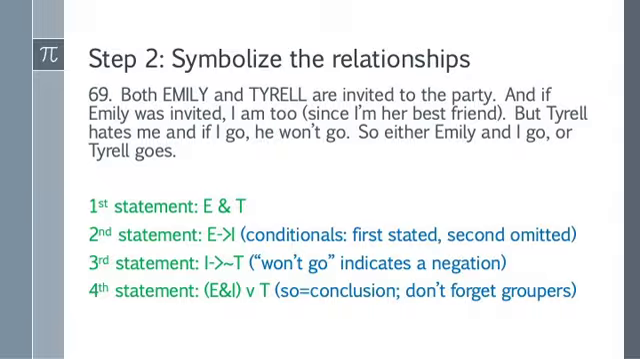And then the fourth statement says, so either Emily and I go or Tyrell goes. The word so gives you a hint that this is a conclusion for the argument, because remember, a conclusion can appear in any part of the argument. It can be first, in the middle, or at the end. In this case, it's at the end, and you'll have either Emily and I go, so that's E and I, or Tyrell goes, or T. And you have to use groupers, because now we have more than one dyadic connector.